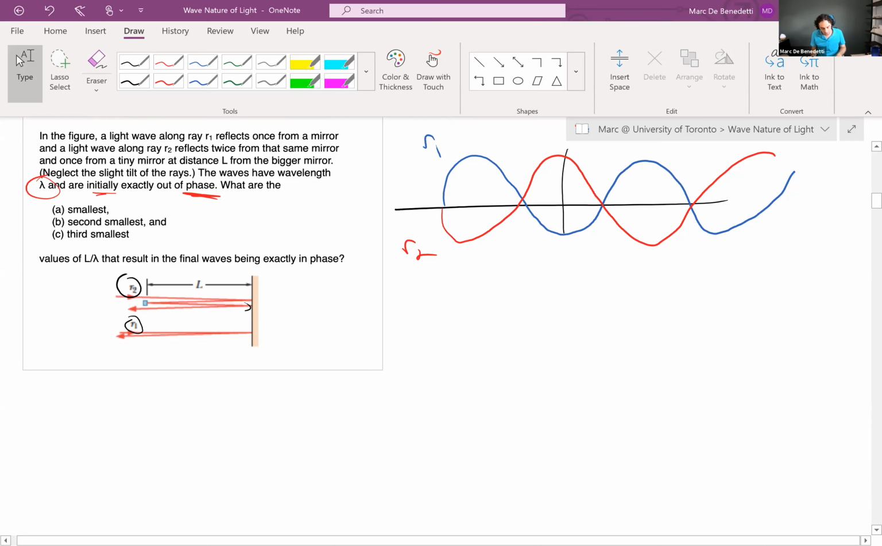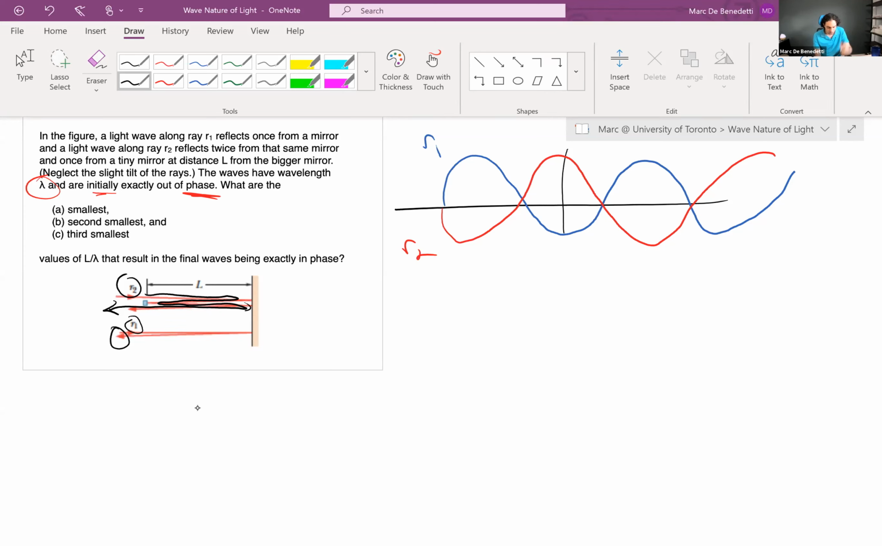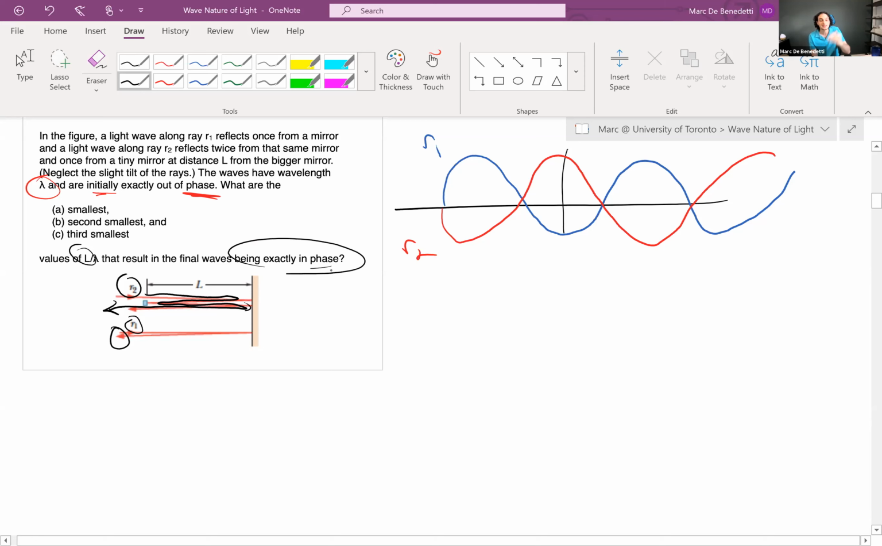Now the question though is, this one travels an extra long distance compared to ray number 1. And if they travel a different distance, then by the time they meet up again at the end, they might be in phase, they might be out of phase, they might be somewhere in the middle. It really depends. So the question is, where do we place our mirror to make sure that the result is in phase?